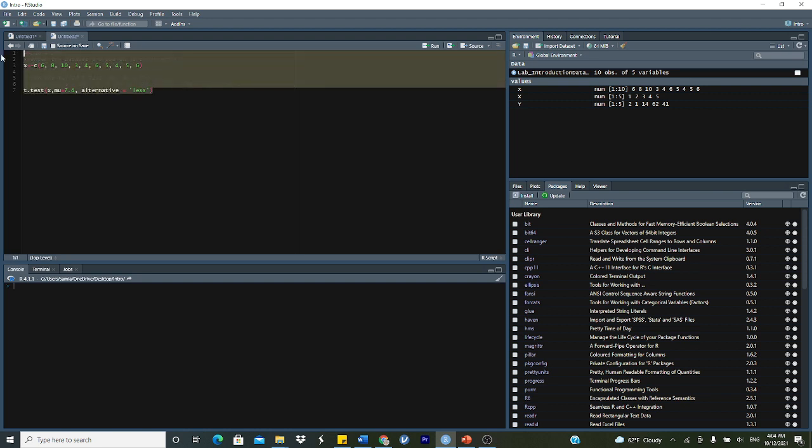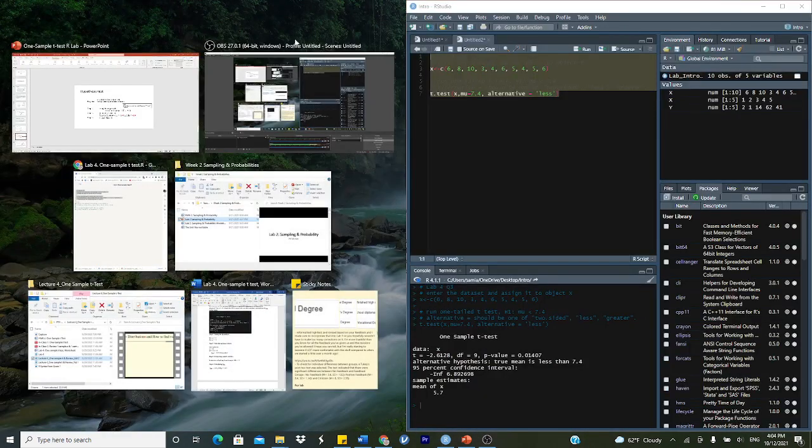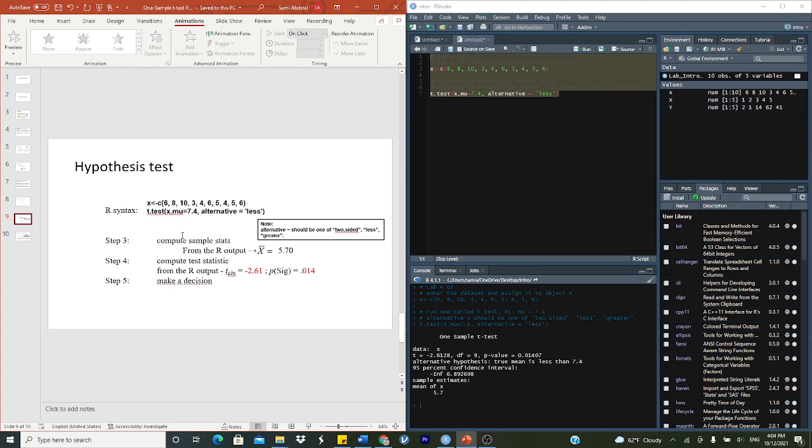And now we can run it. So we can see down here, we have our observed value. We have the degrees of freedom. We have the p-value for the sample. And we have the sample mean as well. So now that we have this output, we have pretty much everything we need to make a decision. I'll have them side by side here just so it's a little bit easier.